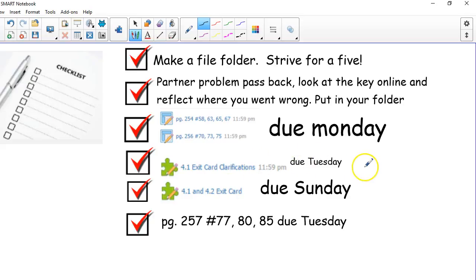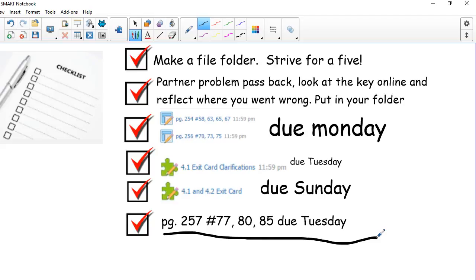This is due Tuesday. It's only a 5-minute video, and we get 2 questions after this. I made this because I saw so many errors in that exit card, so I want to make sure that you understand where you went wrong. And then the 4.1 and 4.2 exit card is due Sunday, and I made an update on that. And then we did have a new assignment based off of yesterday's notes. Page 257, 77 through 80, and 85, due Tuesday. The test is on Tuesday.